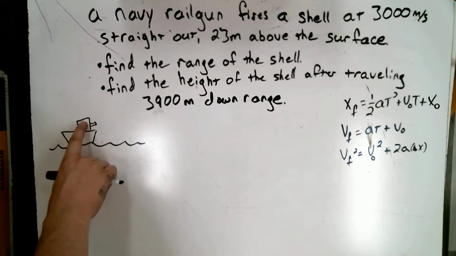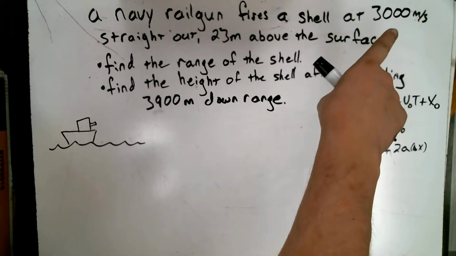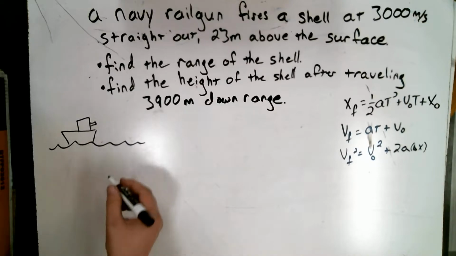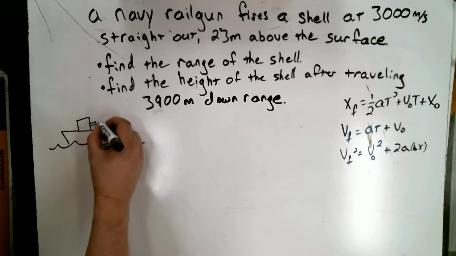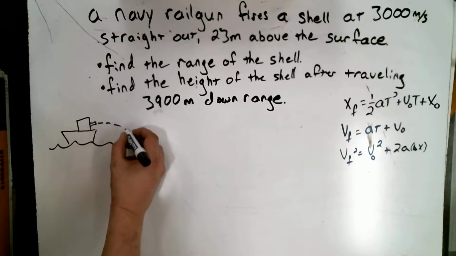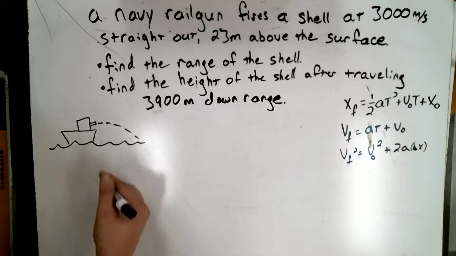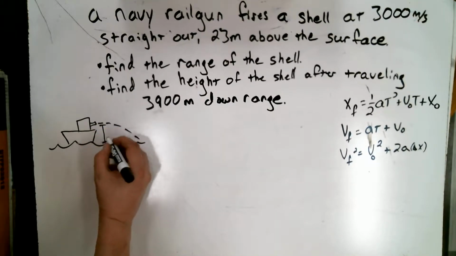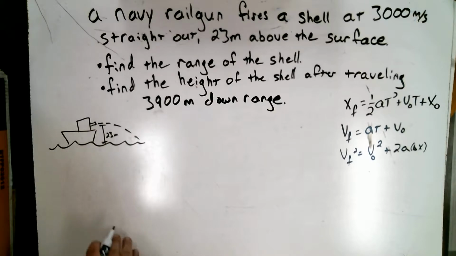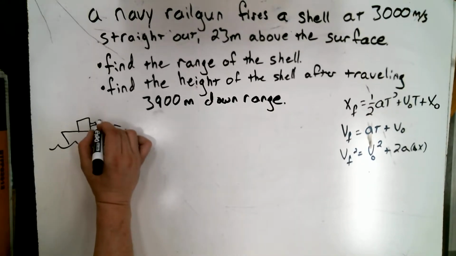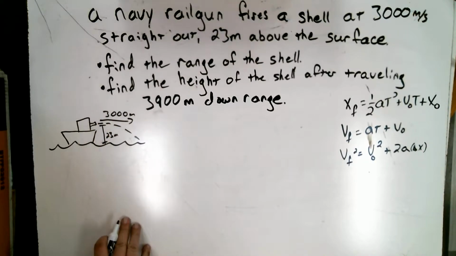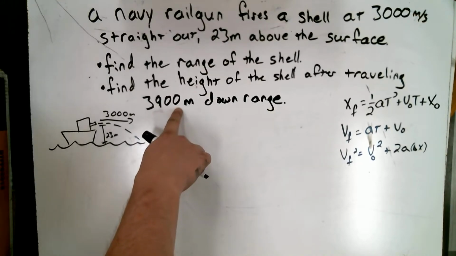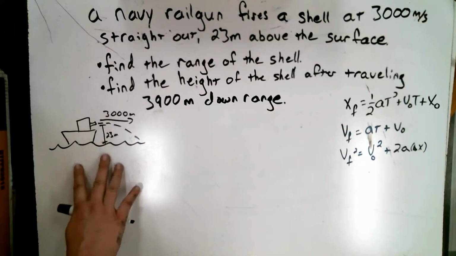A railgun is able to accelerate things to insanely high speeds of 3,000 meters per second. It is being fired straight out, so that means it is going to start level as it comes out, and then it is immediately going to arc down. The starting height is 23 meters above the surface. We know the starting velocity is 3,000 meters per second. This 3,900 meters we'll deal with in the second part of the problem, so I'm not putting it in the drawing.